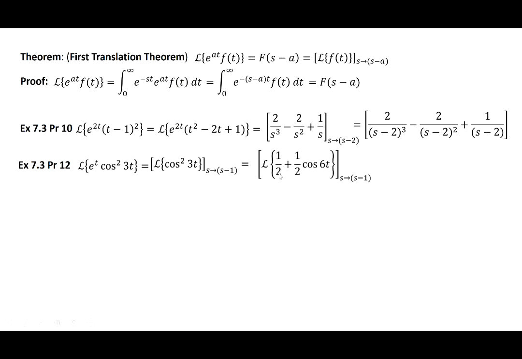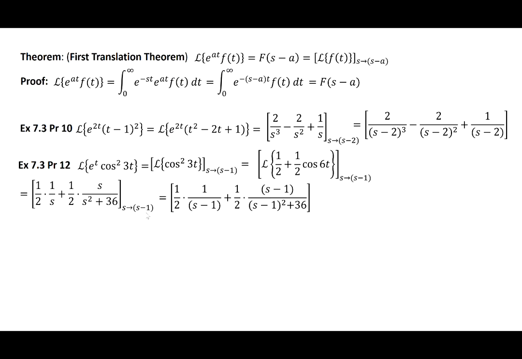And Laplace of 1/2 is 1/2 times 1 over s. Cosine 6t is s over s squared plus 6 squared. And we'll replace s with s minus 1. Cool? There we go. That's all there is to it.